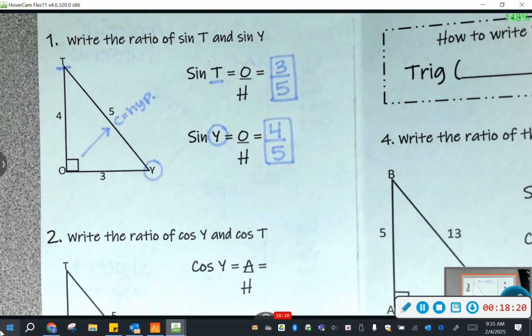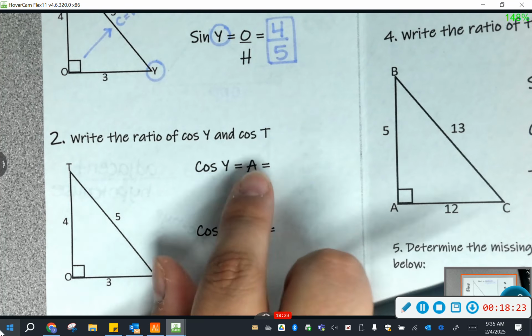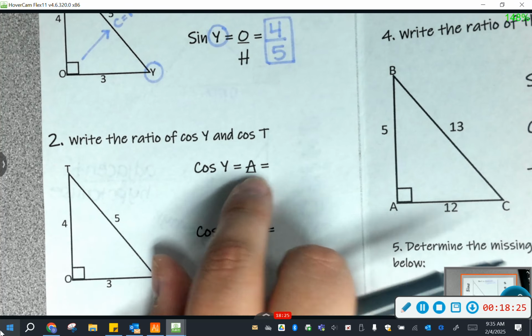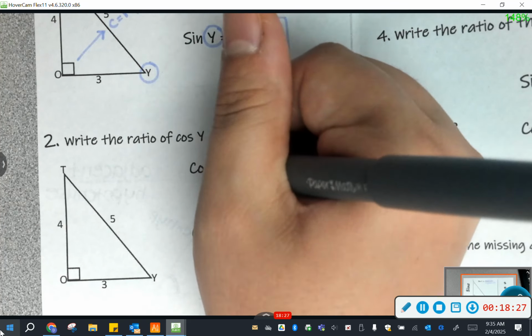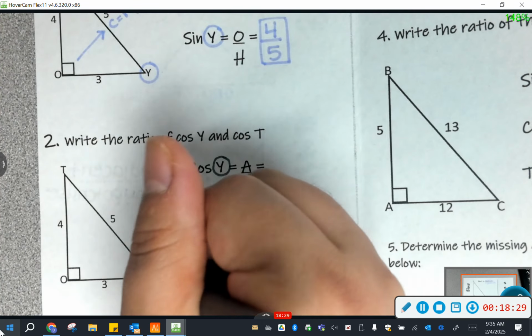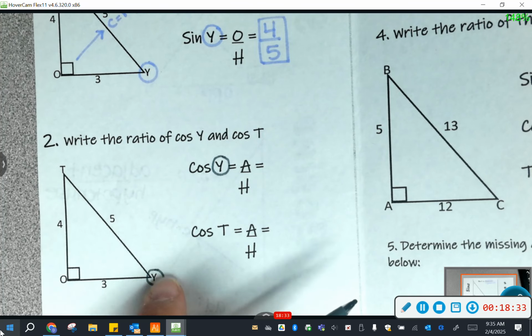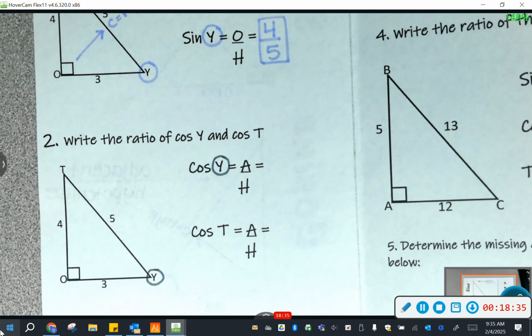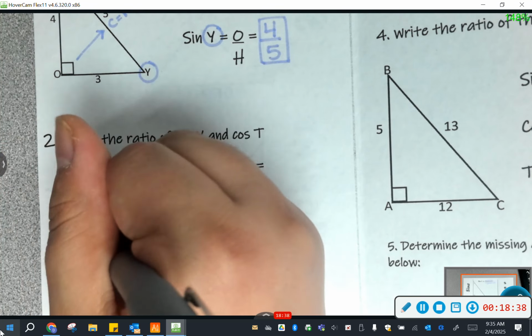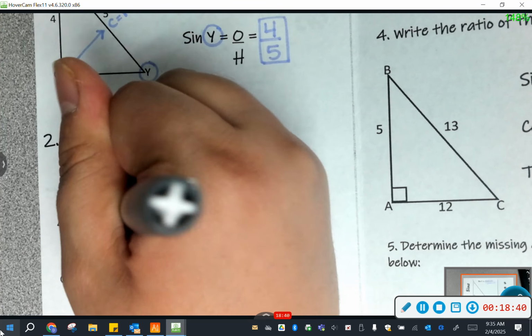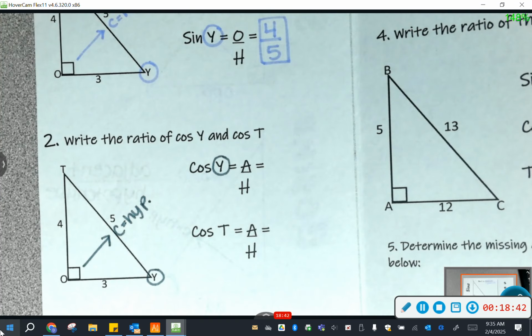Okay, cosine, next section. Cosine is A over H. The first one we're going to do is Y. Everybody circle both Y's. And what else did I tell y'all to do first? Hypotenuse. Label your hypotenuse. Write this down with me.